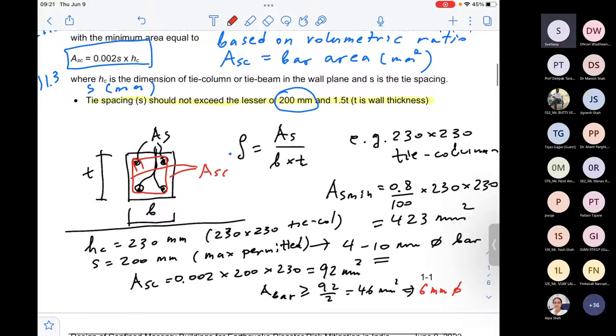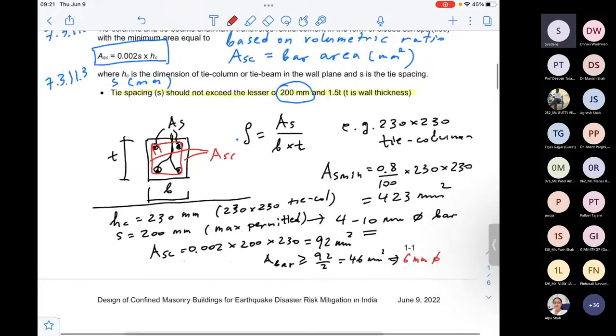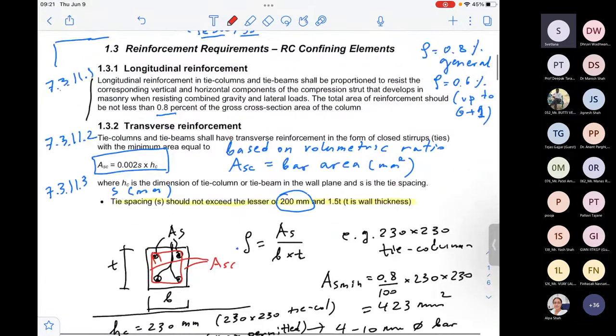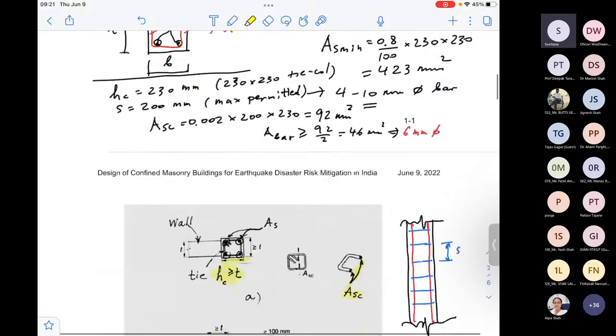So you will get this, of course, annotated version of the lecture. So this part is really important. This gives you a minimum. So in design, my suggestion is always to start with the minimum value. Let's say because you have G plus one, you can start with 0.6 percent as the minimum area of steel for your tie columns. But that is what it is.